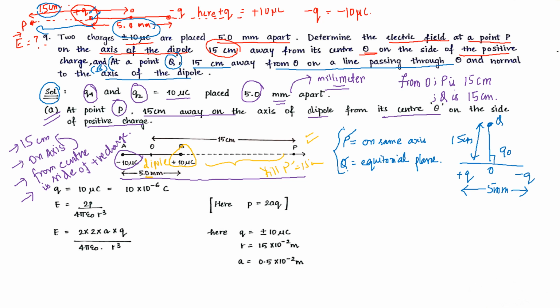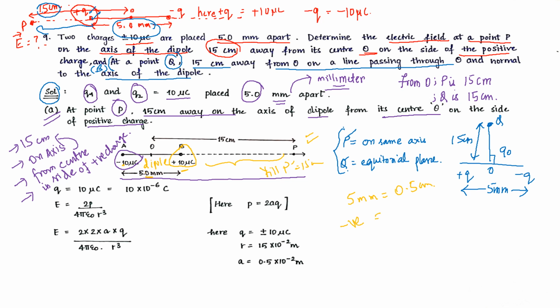There will be an electric field due to the positive charge and due to the negative charge. The negative charge is around 15 plus 0.5 centimeter away, whereas our positive charge is 15 minus 0.5. 5 mm equals 0.5 centimeter.